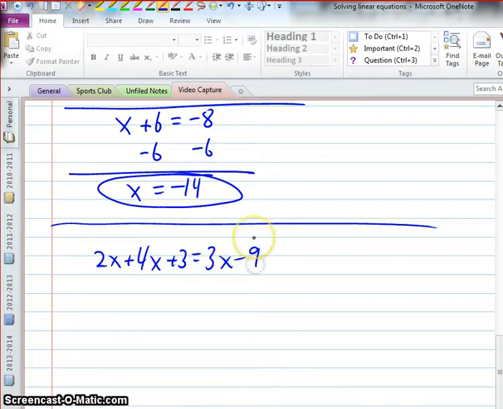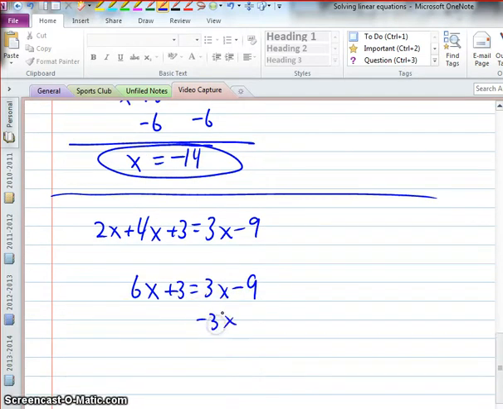So how is this one I just put up different? Well, it's different in that we have 3 different terms that have x's in them, but 2 of them are on the same side. So in this case, you can simply combine the 4x and the 2x to make 6x. And now you've got a problem that looks very similar to what we had before. We subtract the 3x from both sides.